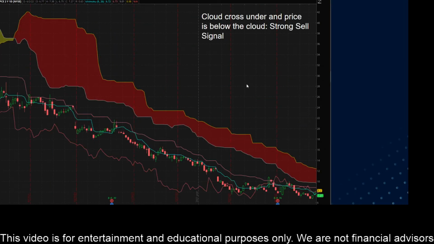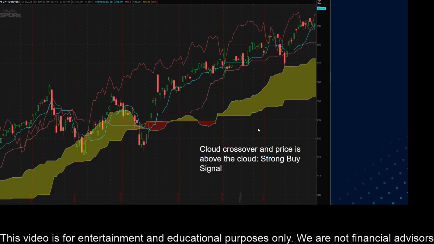And then here we have a cloud cross under. So this is actually what's happening with the cloud. You can see here that the cloud at the beginning is yellow in color. We have these span lines crossing, turning the cloud red. And we've got the price below the cloud. Strong sell signal here. You can see that was a pretty good beat down after that happened. And then we have a cloud crossover, and the price is above the cloud. This is a strong buy.